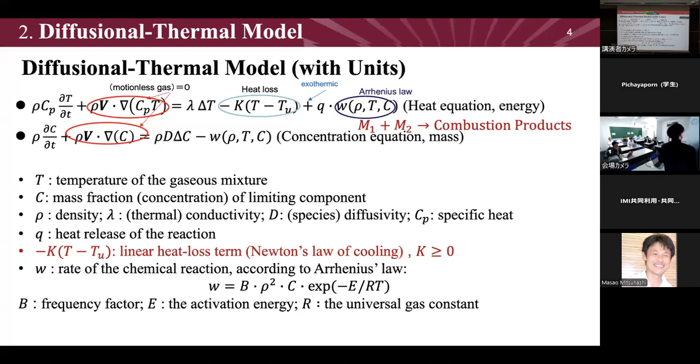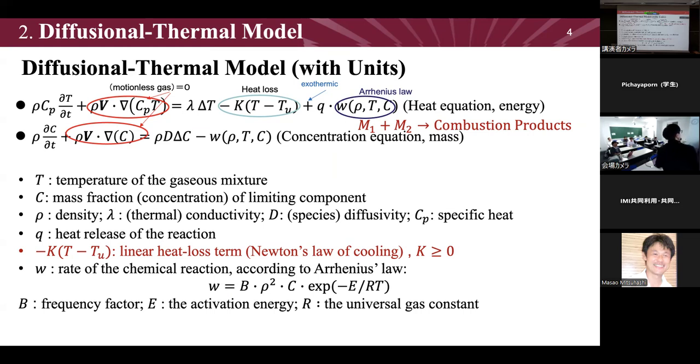So the next thing is to introduce the governing equations of this model. Firstly, the first equation is the heat equation, actually from the conservation law of heat, and the second one is the concentration equation. Firstly, let's suppose the gas is dimensionless, so these two terms are equal to 0. Then with heat loss, there's minus this K multiplied by T minus TU, which is from Newton's law of cooling. And this is actually a linear heat loss term. This minus means if there is heat loss, the temperature will decrease. And the last term is the reaction term, which is exothermic. This is why this is plus, not minus, right?